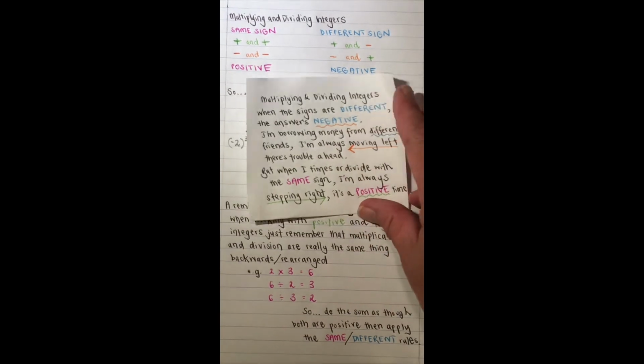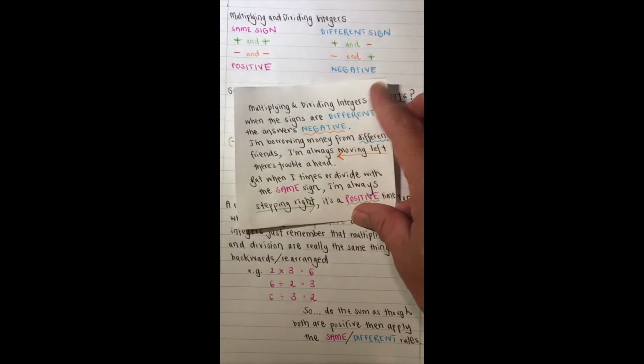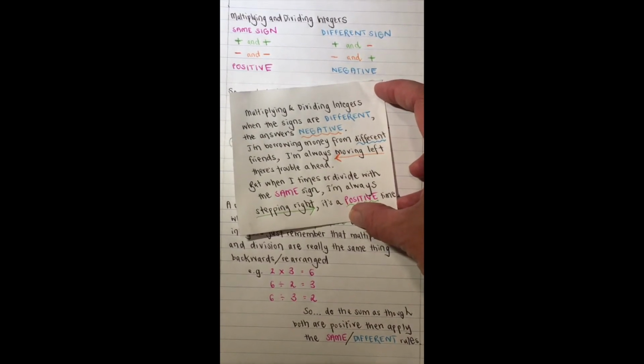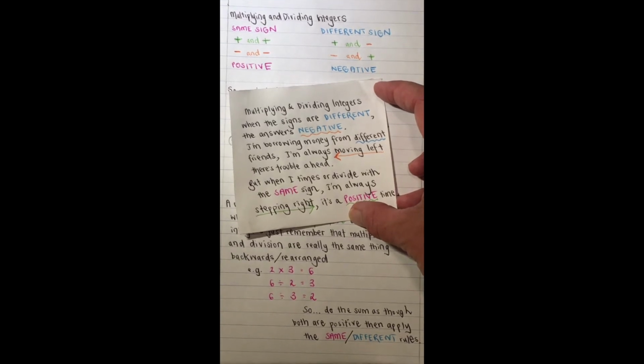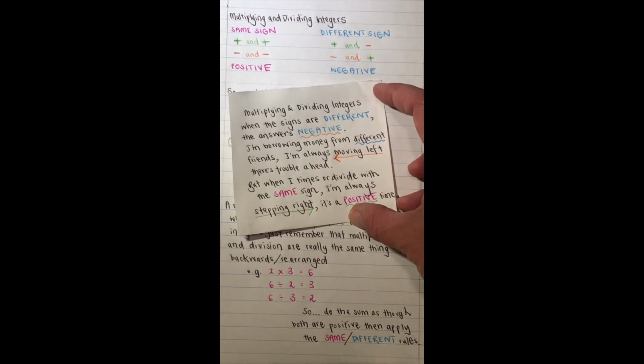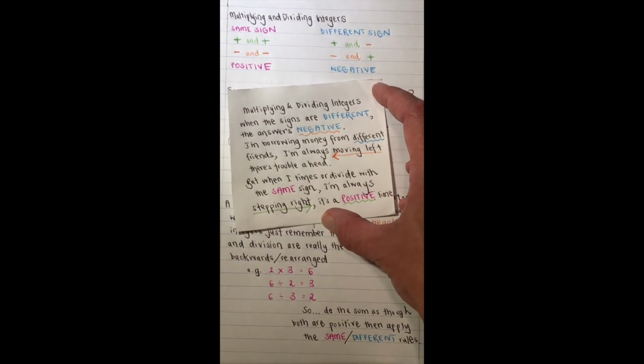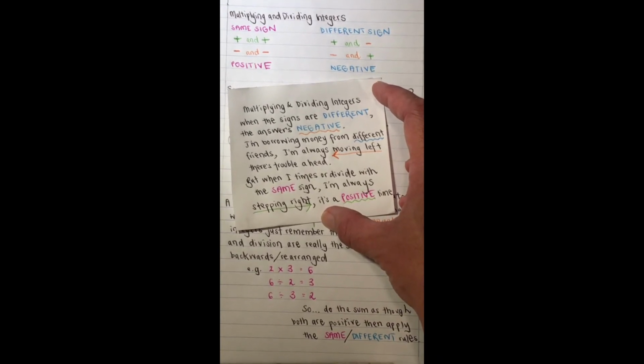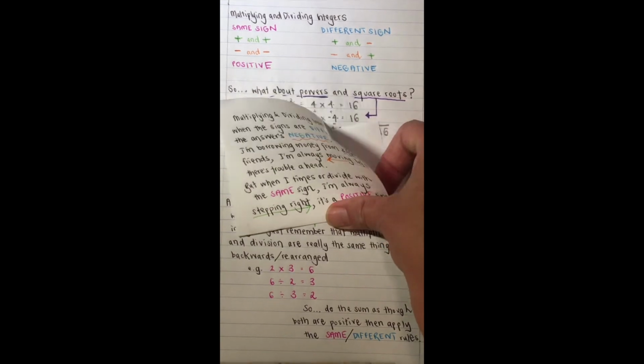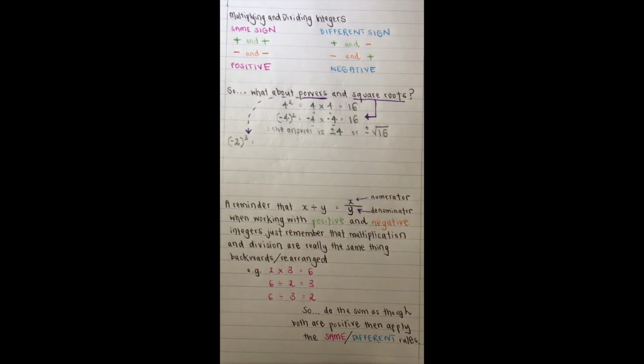So let's have a look before we begin. Multiplying and dividing integers, when the signs are different, the answer's negative. I'm borrowing money from different friends. I'm always moving left. There's trouble ahead. But when I times or divide with the same sign, I'm always stepping right. It's a positive time. While that's daggy, some of you might like to use it to remember. We'll be coming back to it.